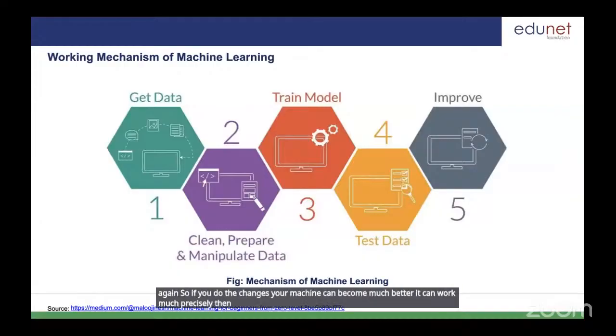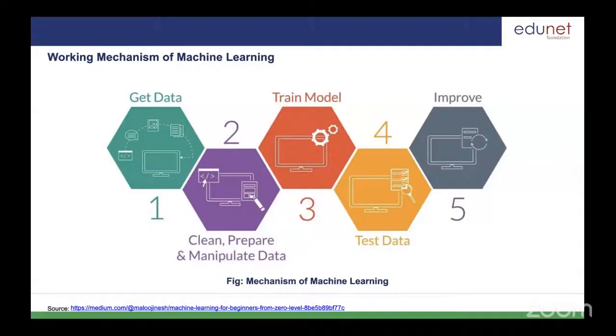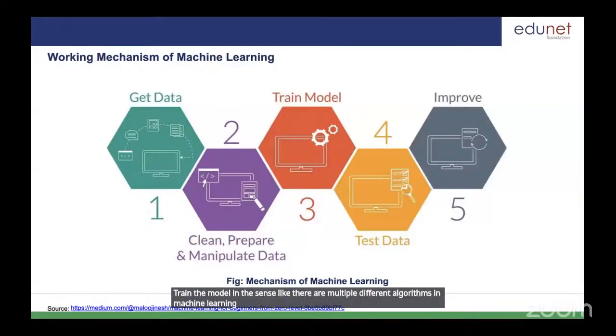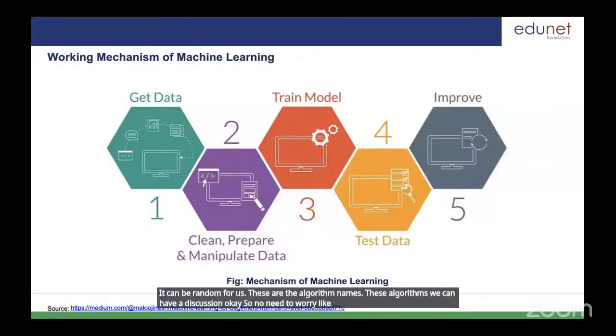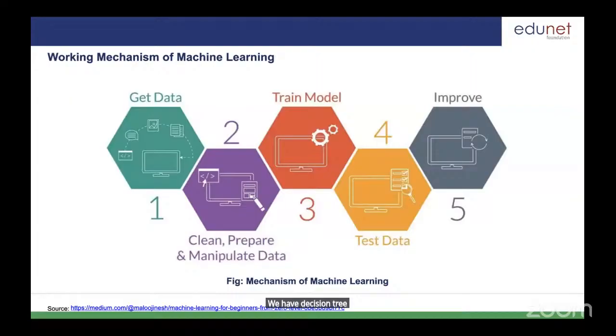Then train the model. Train the model in the sense that there are multiple different algorithms available in machine learning. So you're going to pick the perfect algorithm for your data and apply that algorithm to that data. It might be linear regression, it can be random forest. These are the algorithm names. We can have a discussion on these algorithms in the upcoming sessions, so no need to worry. Yes, SVM, we have decision tree, random forest. Yes. Then test the data.